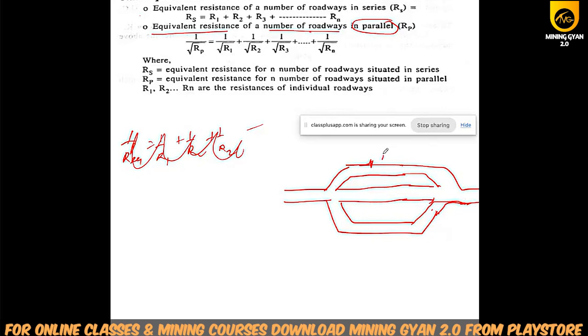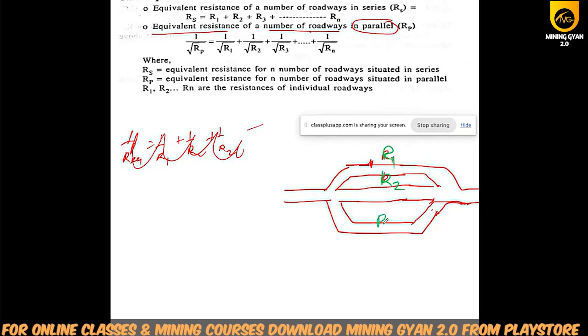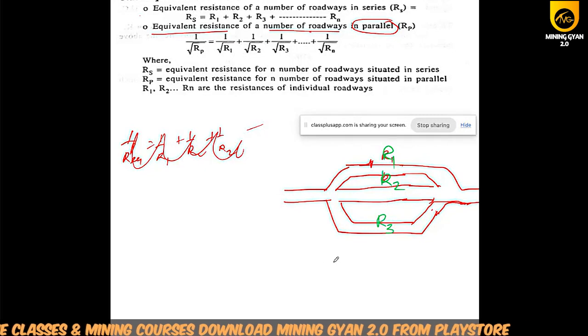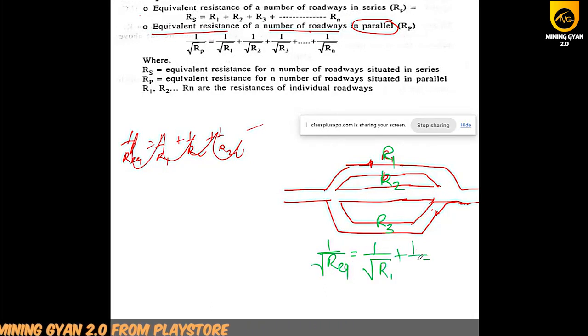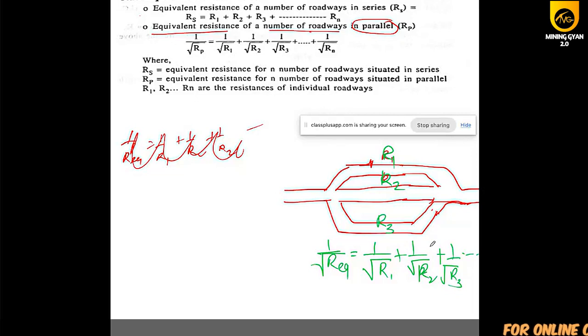So if this is r1, this is r2, this is r1, r2, r3, then if you want to find out r equivalent, 1 by root r equivalent equals 1 by root r1, 1 by root r2, 1 by root r3. Just remember, it depends on how many there are, and you can calculate accordingly.